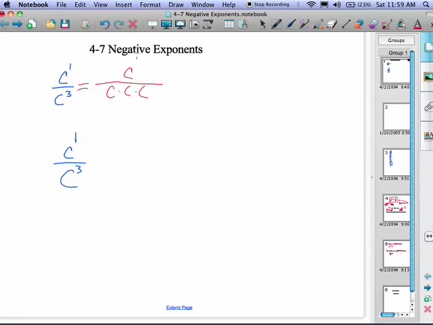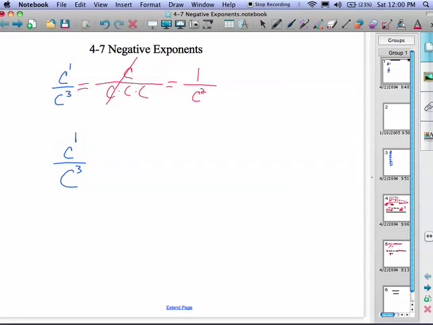And when we do that, a pair of c's cancel out, one on the top and one on the bottom. And then when we simplify it, we get 1 on the top, and c times c, we'll rewrite that as c squared. So c to the first power divided by c to the third power is 1 over c squared.